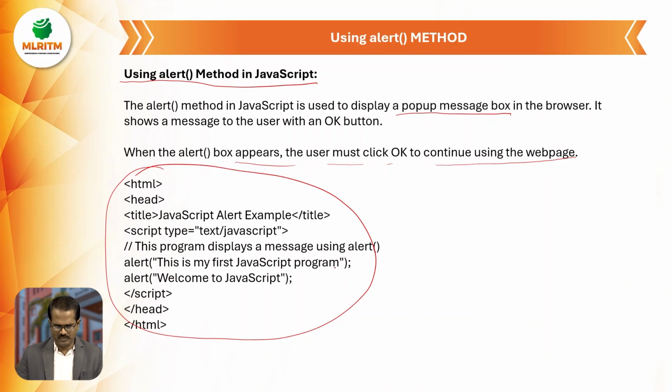This is the script program. Welcome to JavaScript. Here we are able to see two methods, right? Alert method, alert method. The script is the same. These are the two methods. Whenever this program is typed in Notepad and saved as HTML, when we double-click, it will execute and give the pop-up like this.